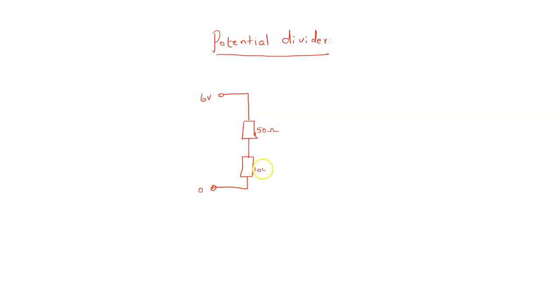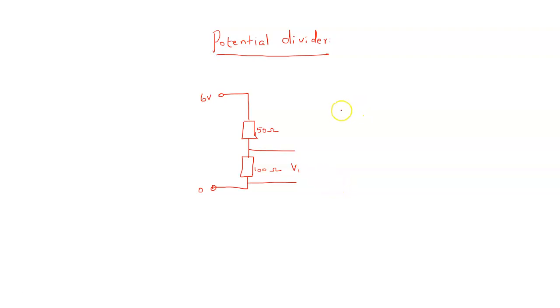Today we are going to learn about the potential divider. Here is a circuit for you. Here is one resistor, here is another resistor, and they are connected in series, and the voltage across is 6 volts, and the resistor values are 50 ohms and 100 ohms. Now I want to find the voltage across this, V1.